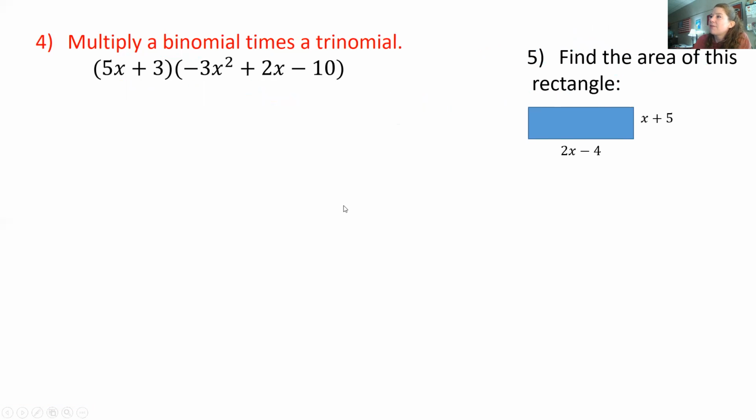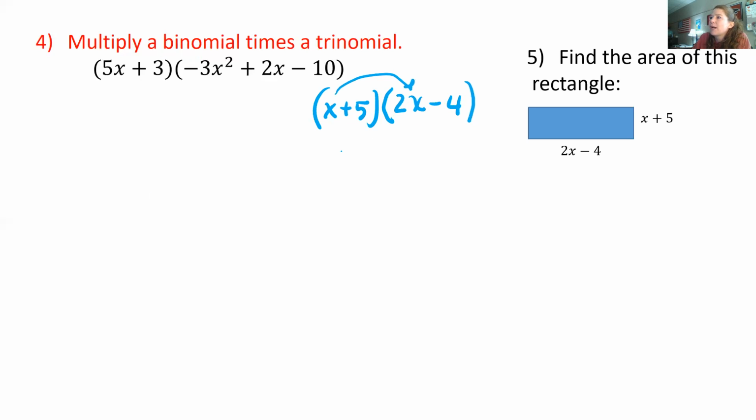So find the area of this rectangle. So of course you find the area of a rectangle by multiplying the base times the height. So we're going to multiply length or width, whatever you want to call it. Our length or our width is x plus 5, and our other dimension is 2x minus 4. So we're going to multiply these two together. So we're going to use our FOIL method.